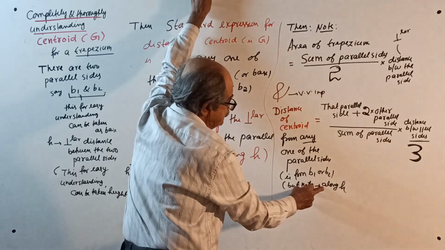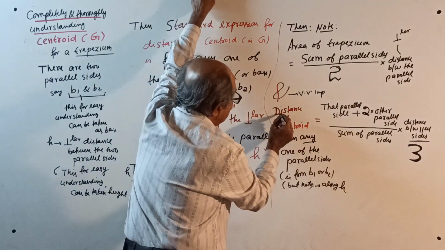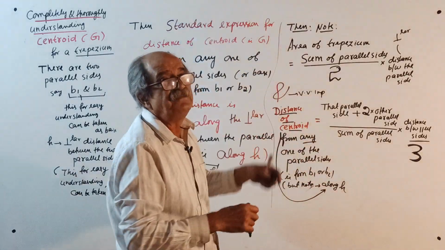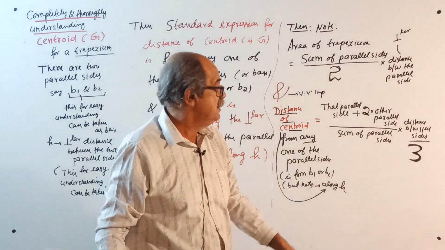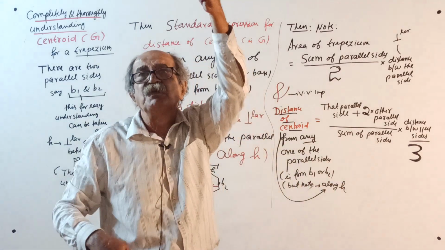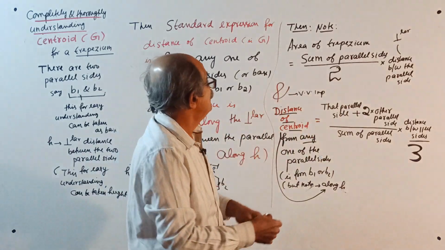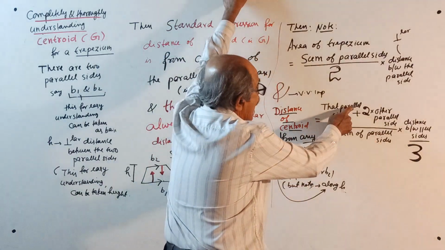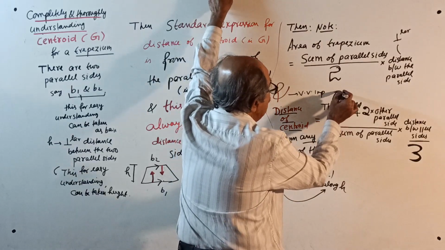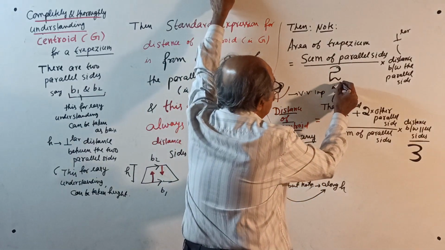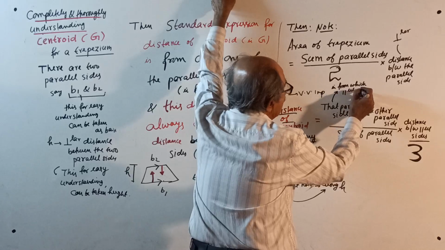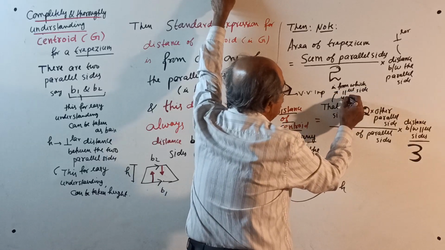But note, this distance of the centroid, you write here, is along H, that is along the perpendicular distance between them. Measurement from horizontal means the distance is vertical. Measurement from vertical means the distance is horizontal. That formula is that parallel side, you write here, that parallel side means from which parallel side you are finding the distance.